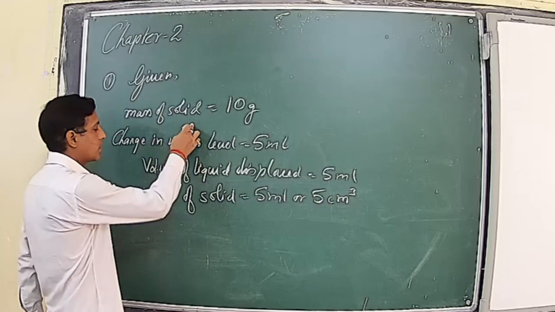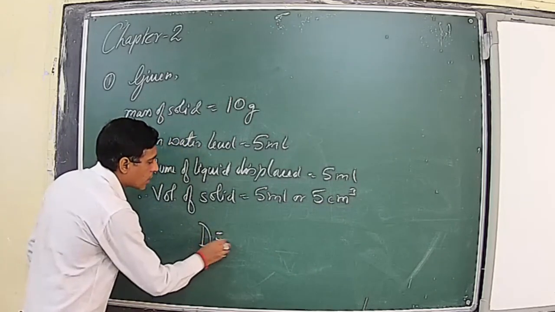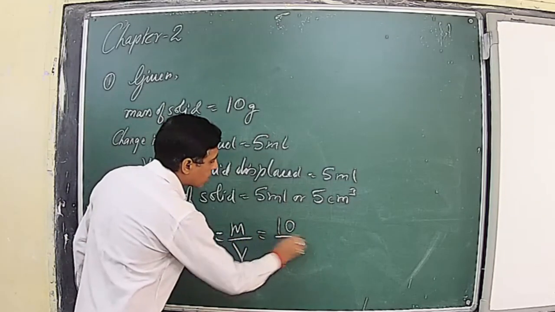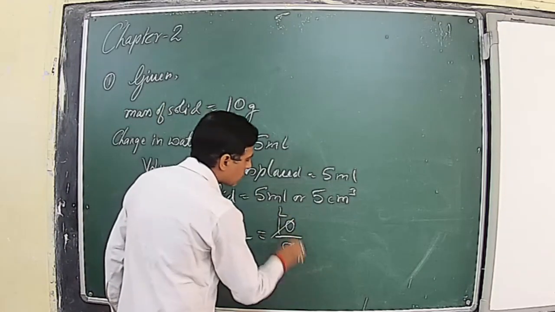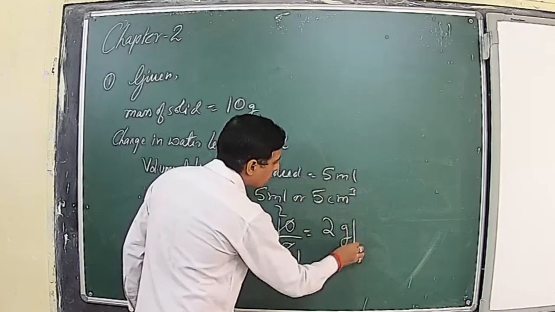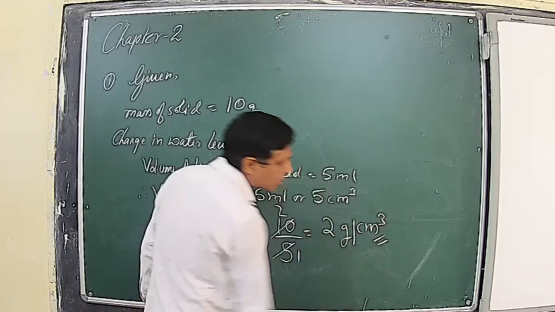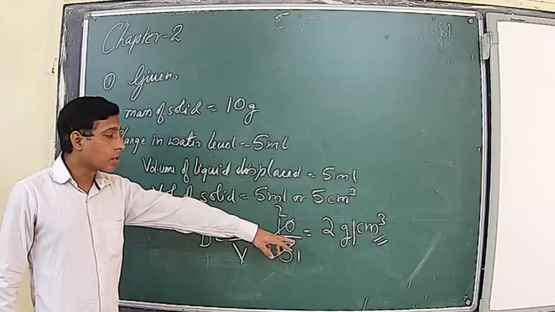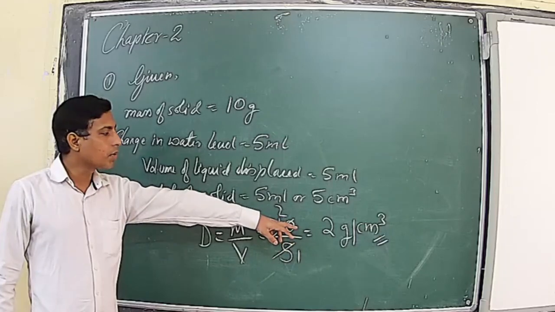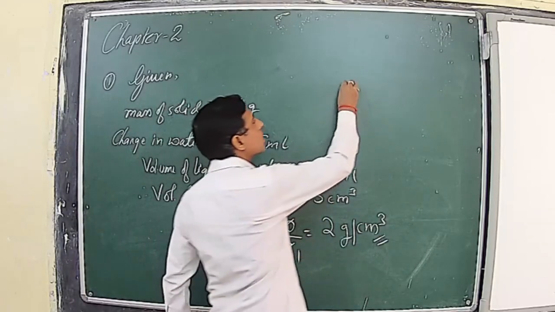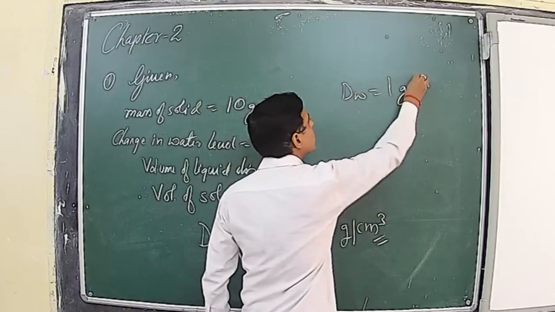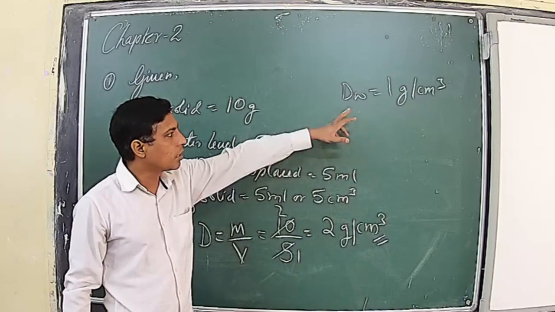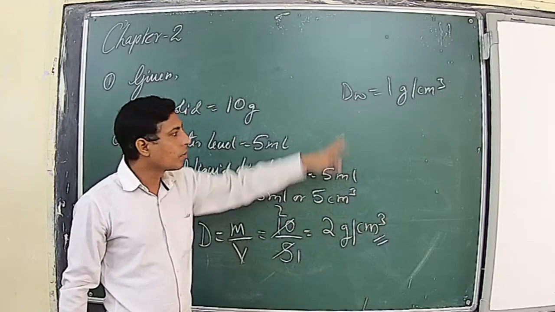Now you have the mass and the volume, so you can use the formula density is equal to mass upon volume, that is 10 upon 5. So we will get 2 grams per cubic centimeter. If I ask whether the solid will float or sink in water, you can check the density, which is 2 grams per cubic centimeter. In the CGS system, the density of water is 1 gram per cubic centimeter. So if you compare, you will find the density of the solid is more than the density of water. So if you place the solid in water, it will sink.